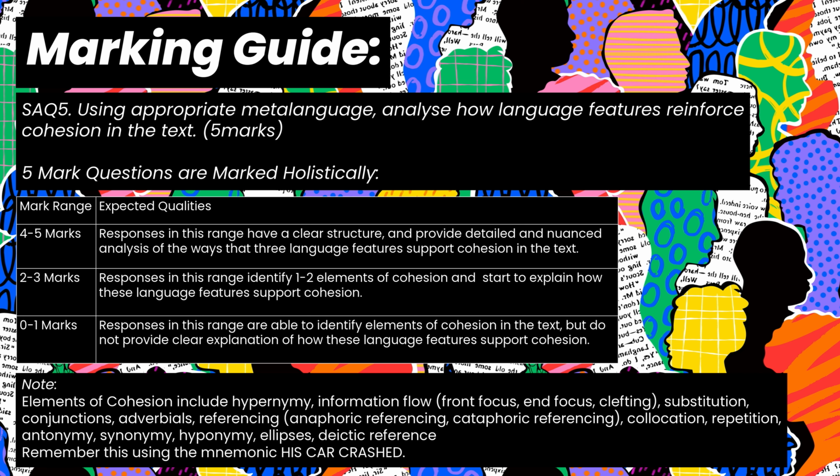Now, the elements of cohesion that you could have spoken about for this question include hyperonymy, information flow that includes front focus, end focus, and clefting, substitution, conjunctions, adverbials, referencing, but you can be more specific here and talk about anaphoric or cataphoric referencing, collocation, repetition, antonymy, synonymy, hyponymy, ellipses, or diacritic reference. Which, of course, we remember using that mnemonic, his car crashed. Let's have a look at a sample response together.